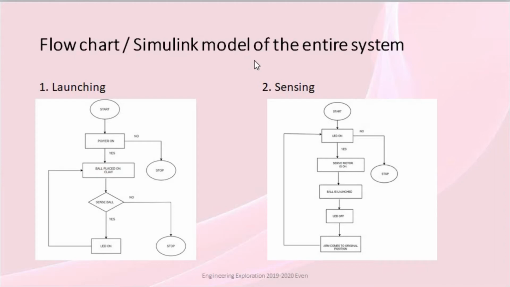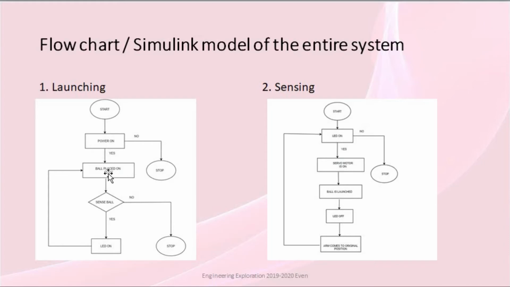Flowchart of the entire system. As we have two subsystem units, we have two flowcharts. Launching flowchart. Start. Power on. If power is on, the ball is placed on the claw. If power is off, the process will stop.